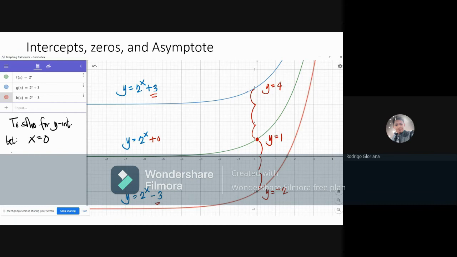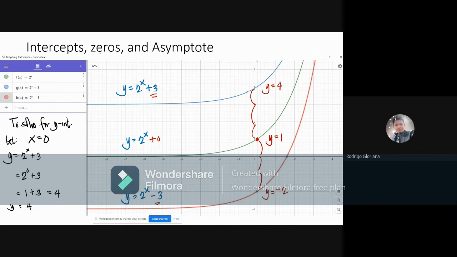For example, y is equal to 2 raised to x plus 3. If x is 0, so 2 raised to 0 plus 3, and then 1 plus 3. Any number raised to 0 is equal to 1. And that is equal to 4. So, this now your y is equal to 4. So, that is now your y-intercept. So, that is how we solve for the y-intercept.